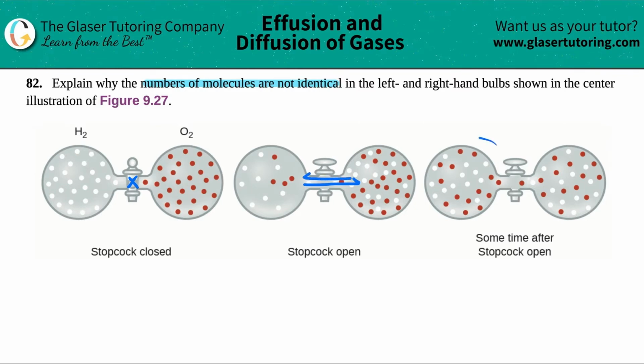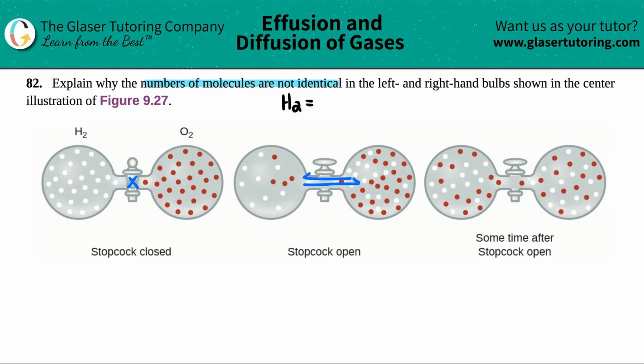And then, after some time, it seems like they finally equal out, and the stopcock is still open, so they are free to travel, right? Now, why are the number of molecules not identical on the left and the right-hand side of this illustration? Well, this has to do with the molar mass of the gases. We have H2 and we have O2.